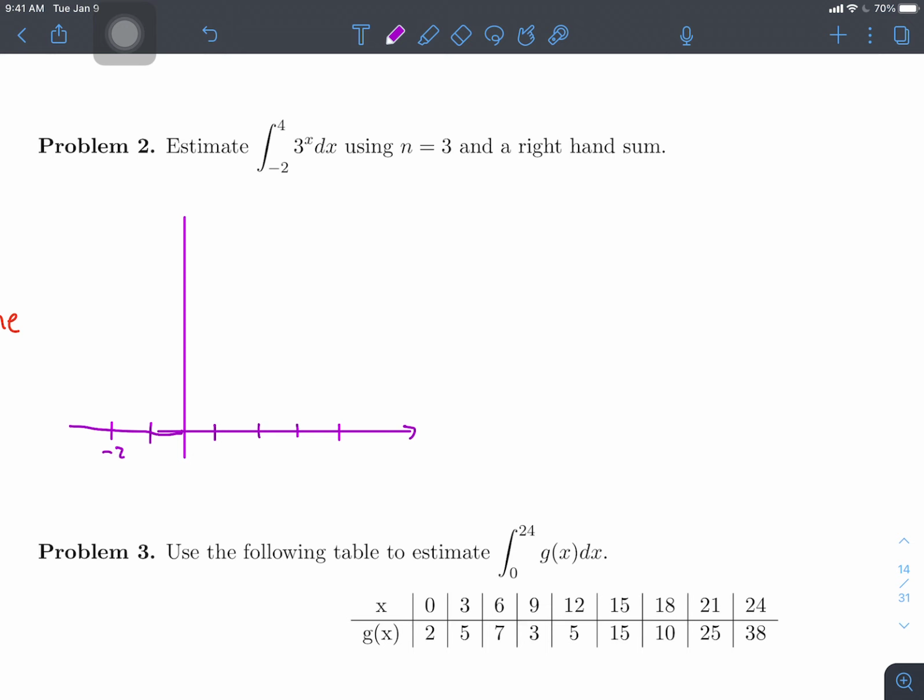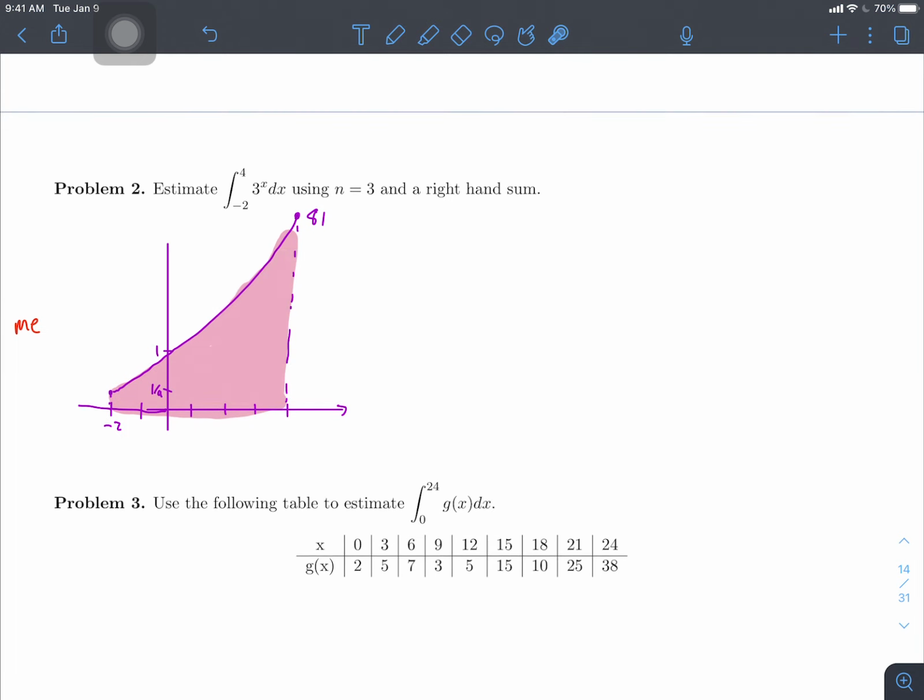I know if I plug in -2, I'll get 1 over 9, so this is like 1/9. If I plug in 0, I'm going to get 1, so here's 1. And then it's also going to go up to whatever 3 to the 4 is, 81 or something like that. So this is a function which is going to look like this. It's an exponential function, and we are trying to find this area which is trapped underneath it using a Riemann sum.